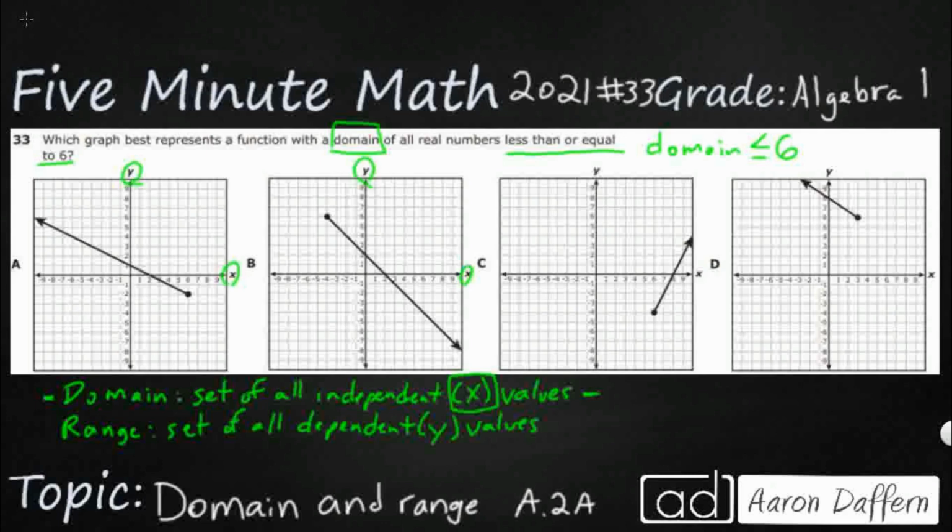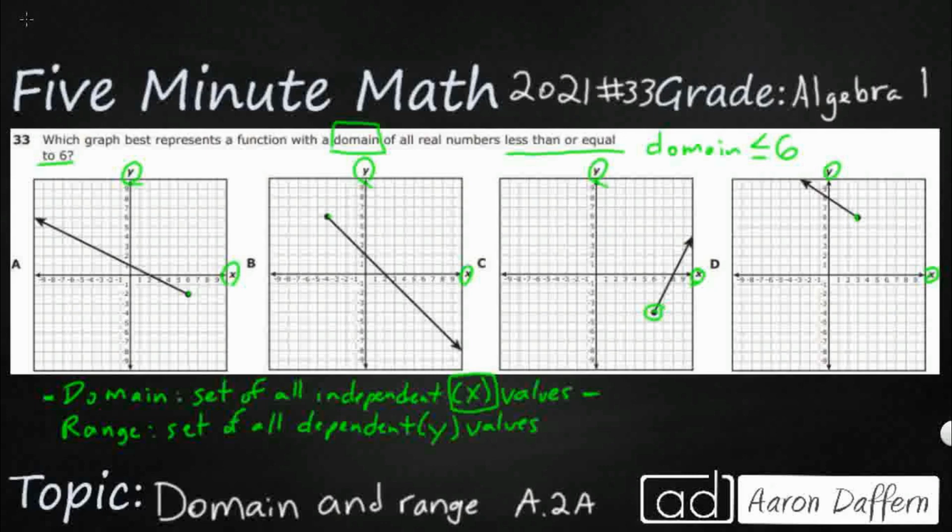So let's just look at each of these. We have a ray. So we have a starting point. Notice that each of these starting points has a closed circle rather than an open circle. Closed circle means we are going to include whatever number that is. So we're going to do greater than or equal to or less than or equal to. If it was open like this, then we would do just a greater than or less than, not equal to.